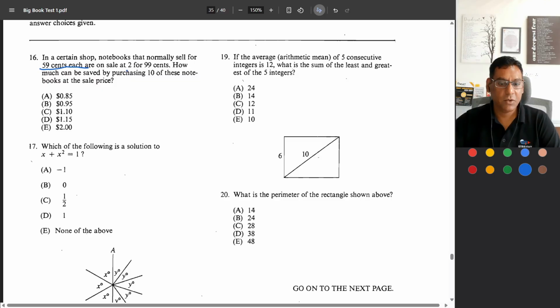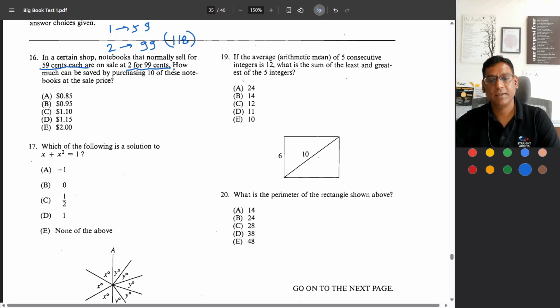Notebooks are on sale, 2 for 99 cents. Interesting. So if I buy one, I get it for 59. If I buy two, I get them for 99. So they are at a discount, because generally I would have been required to buy two at 118. Now I'm getting them at 99, about a 20% discount.